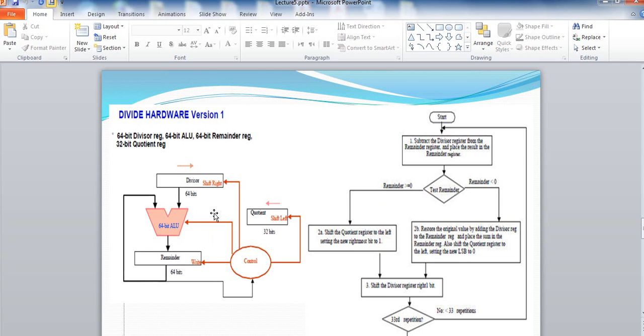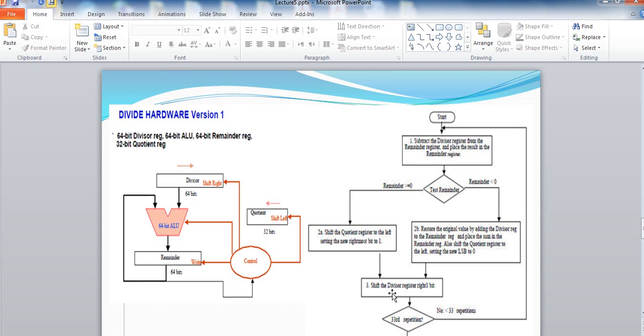If it's bigger or equal than the divisor, you are going to shift the quotient toward the left. You put 1 here, and then you subtract the divisor from the remainder. If the remainder is less than 0, you are going to restore the original value by adding the divisor register to the remainder, and place the new number in the remainder.